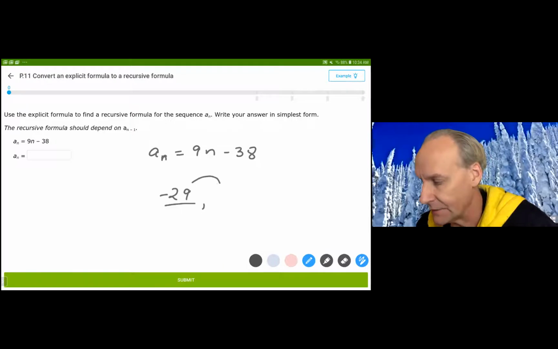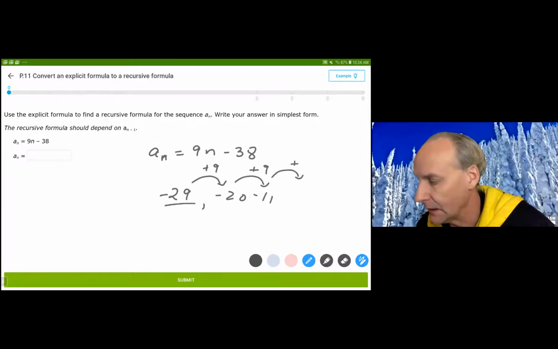And to get to our next term, instead of a 1 for the n, I'm going to put a 2. So I'm 9 more than I was before. It's not easy to see how this works, but it's going to add 9 each time because n is increasing by 1. That n becomes 2, so I'm multiplying 2 nines, which means I'm going to be at negative 20. And then I'm going to go up 9 again, and I'm going to be at negative 11.